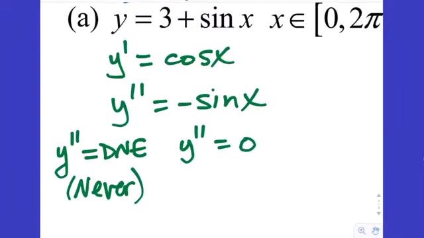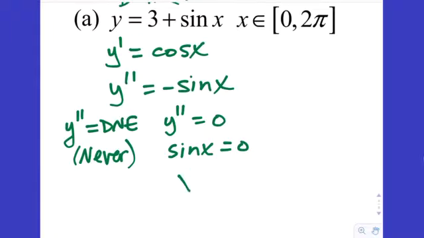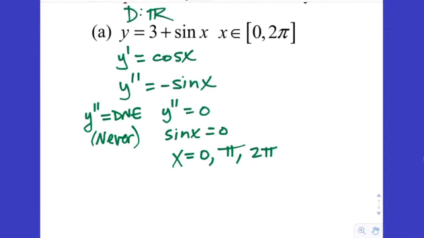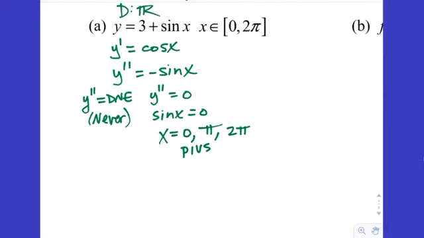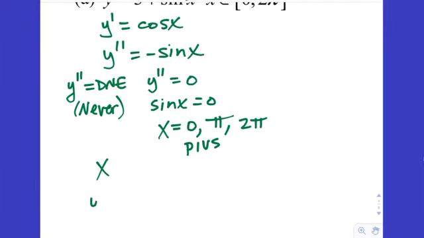Where is the second derivative equal to 0? Well, that's when sine is equal to 0. Sine is equal to 0 from 0 to 2 pi when x is 0, pi, and 2 pi. And we're including 0 and 2 pi because it's a closed interval. So we have 3 PIVs. Now we set up our little number line chart. So here we go. We got x and now y double prime. Any discons to put in the number line chart?